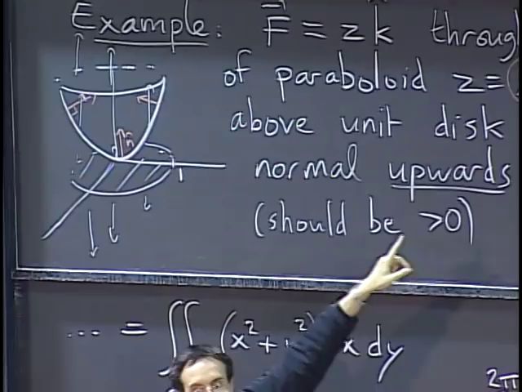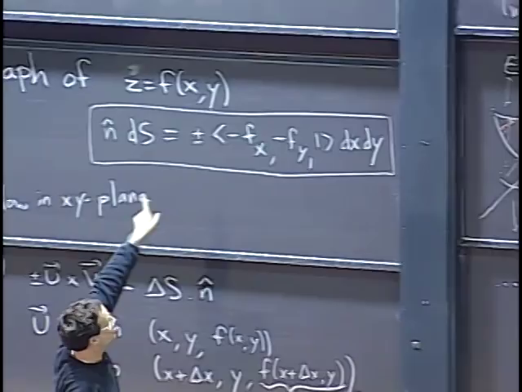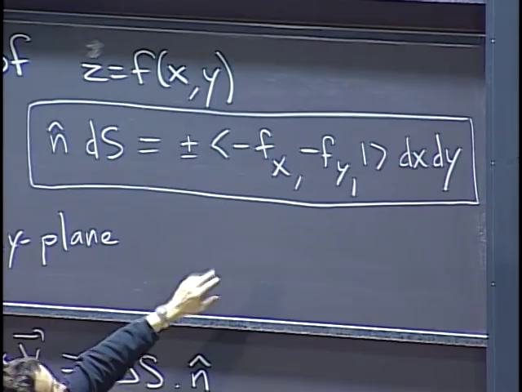I will take the function x squared plus y squared, and I will take its partial derivatives. So if I take the partial of f, so of x squared plus y squared with respect to x, I get 2x. So I put negative 2x, and then same thing, negative 2y, 1 dx dy. Yes?